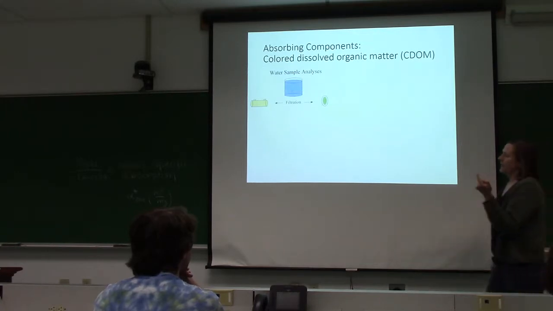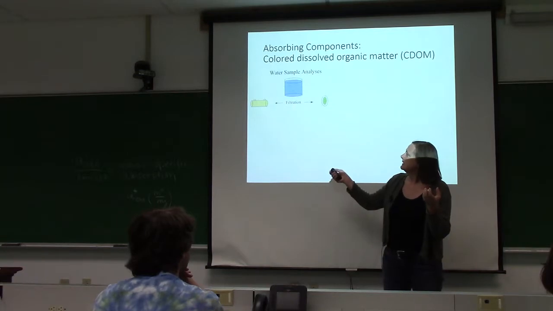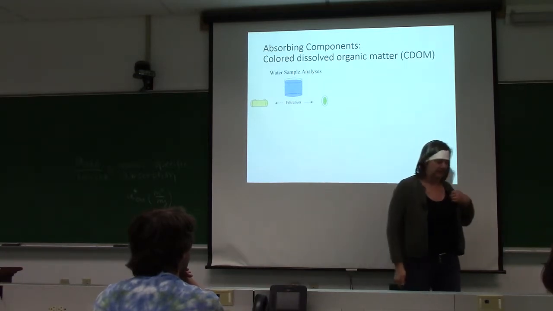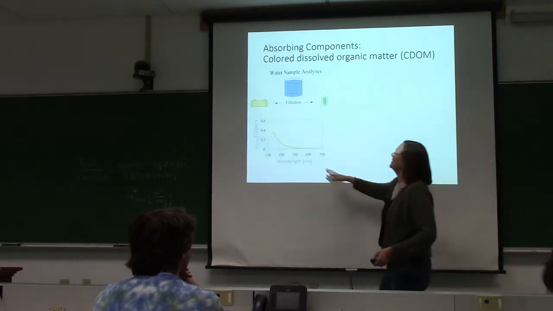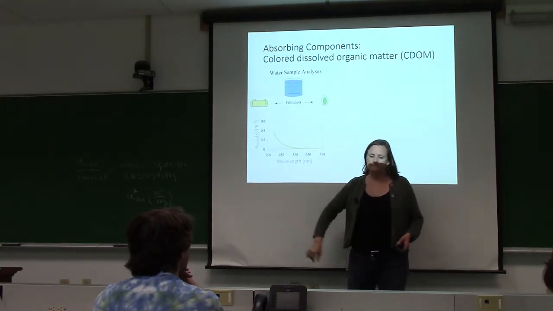Colored dissolved organic matter. So we take a water sample, we filter it, and we put the filtrate in a cuvette. Save this for later, the filter, which has all the particles on it. And then you measure the spectrum, and you find that you get this exponentially decaying absorption in the visible.